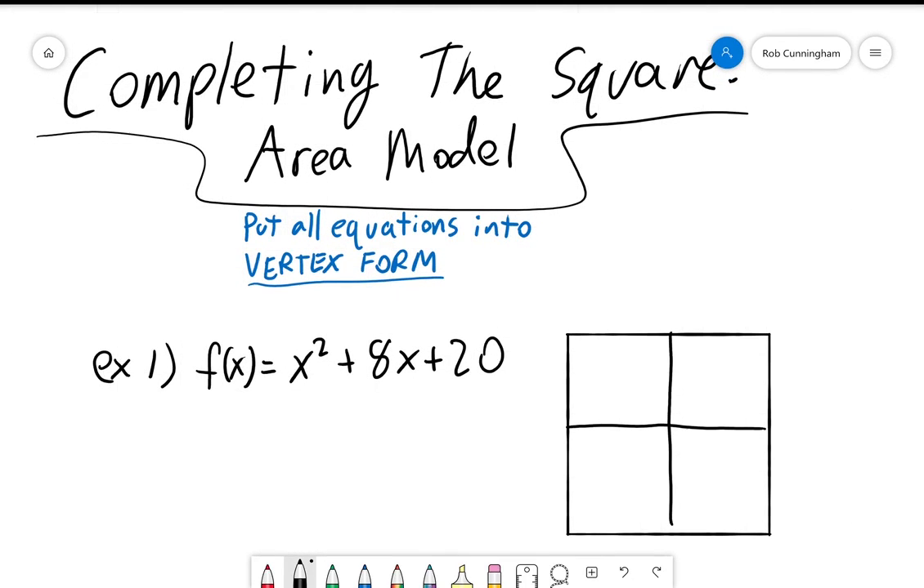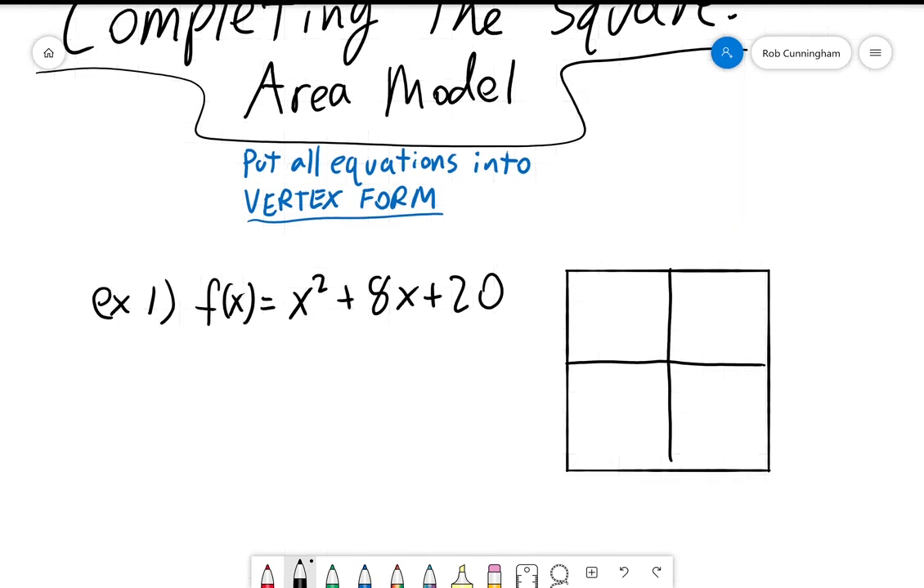Okay, so put all equations into vertex form. That involves completing the square. Let's take a look at example 1: x squared plus 8x plus 20. Now, we've worked with this 4-area model before, but completing the square is slightly different from factoring. We still put the x squared in this upper left region here, and that still means that these lengths must be x and x. So far, it's the same as factoring.